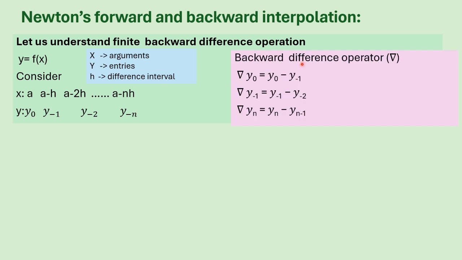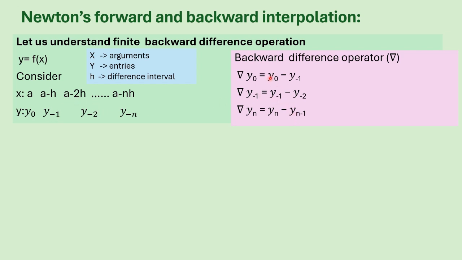The backward operator symbol is this. Here we have to understand that it is the current value minus the backward value. This is the only key point you have to understand: current value minus backward value. Here again, for y minus 1, it is the current value minus the backward value. So that is the way.